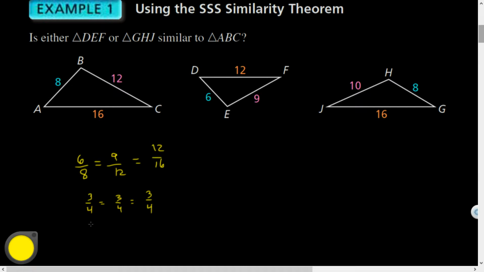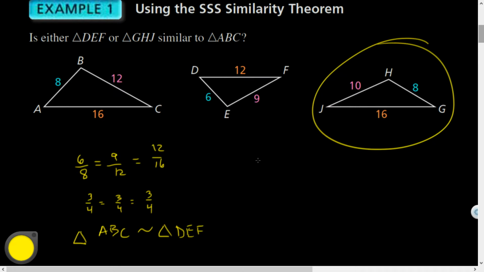So therefore, I would say triangle ABC is similar. That triangle symbol is way out of whack, but that's okay. I'm keeping it. Actually, they did give us the right sequence, DEF. Okay, so that works. How about this guy?